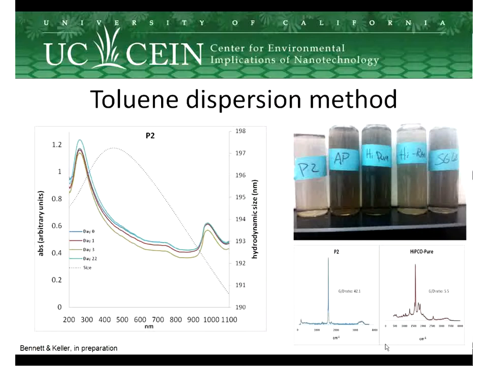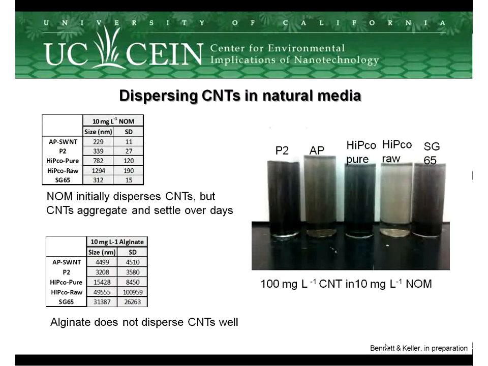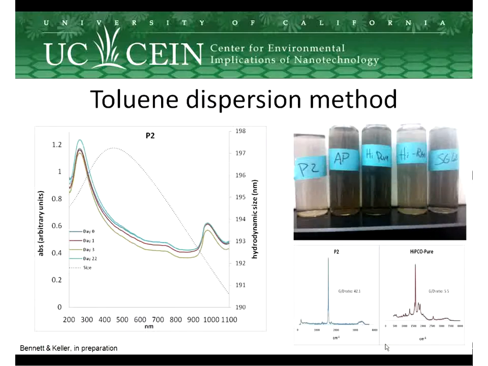And then this is showing concentration, really, over time. So days 0, 1, 2, 3, and 22. After 22 days, the concentrations are pretty much the same as we saw initially. So it's very stable. It's not changing much, which is what we want to see. These other NOM dispersions do settle out after a few days, so something to keep in mind: it's stable, but it's not as stable as we would like.